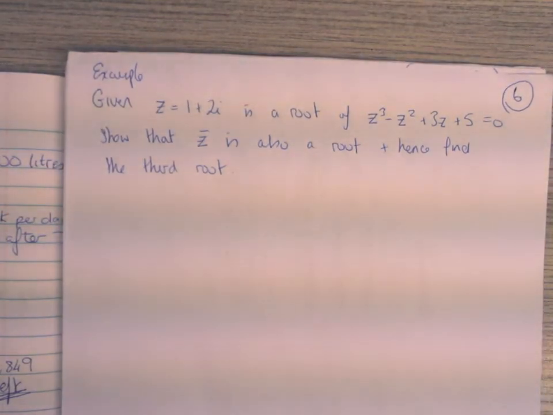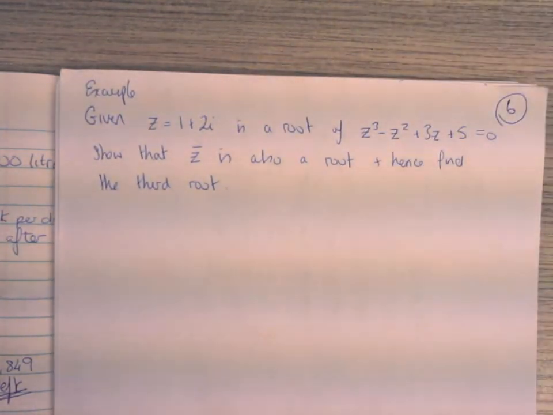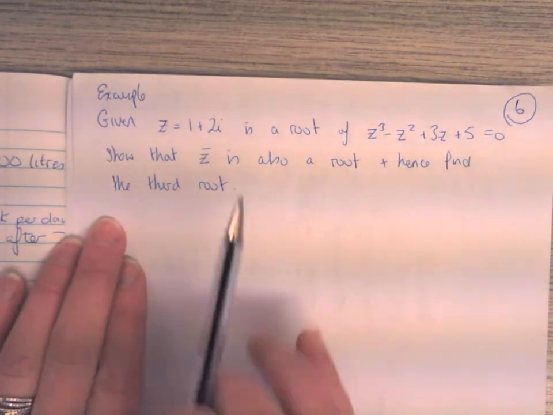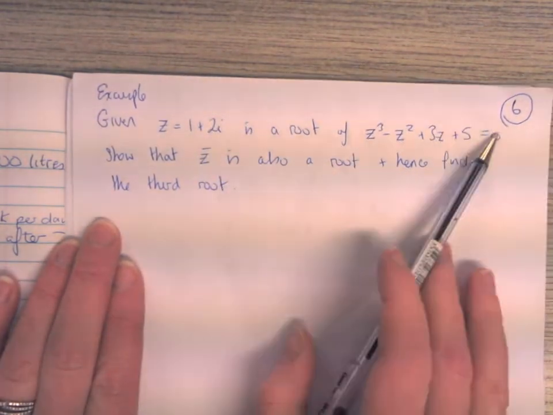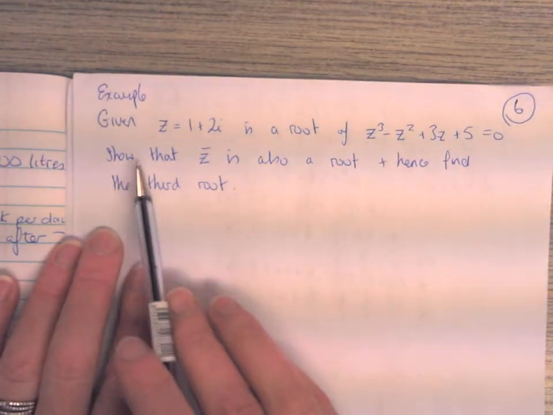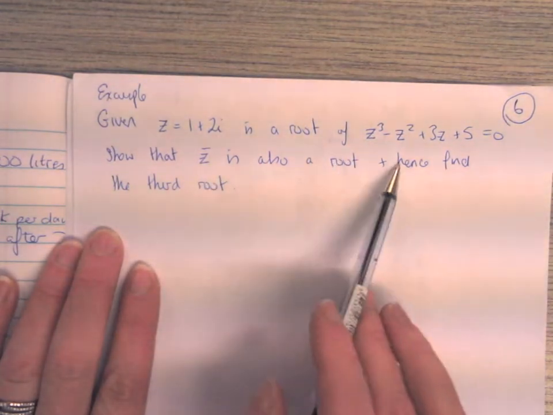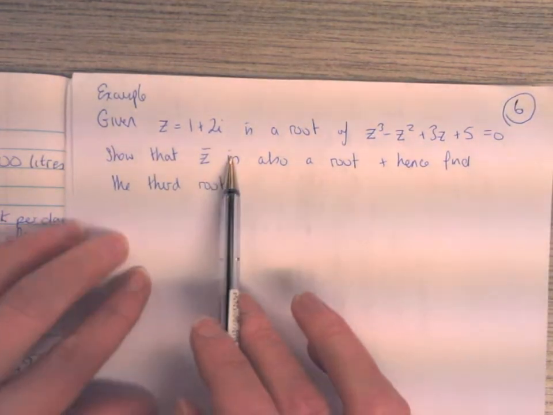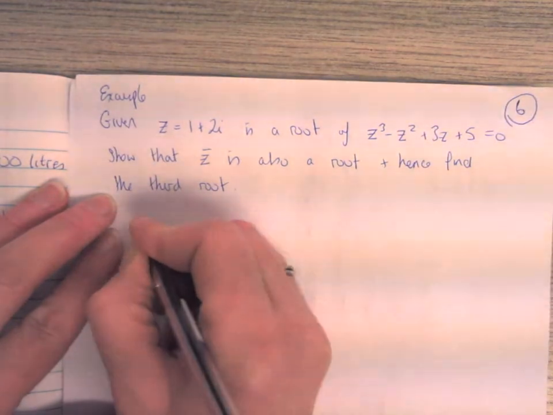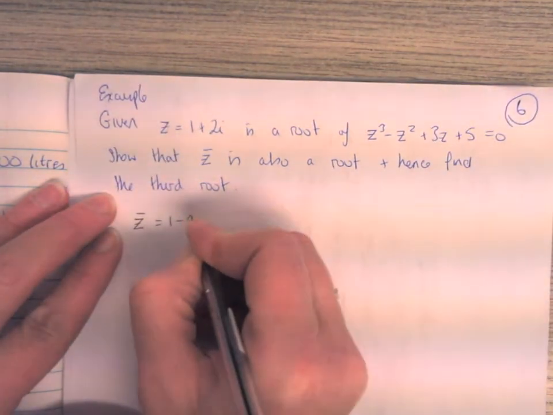Okay, so here's a cubic. Again, another example of this kind of thing. Given that z equals 1 plus 2i is a root of this cubic, show that the conjugate is also a root, and hence find the third root. So the conjugate is 1 minus 2i.